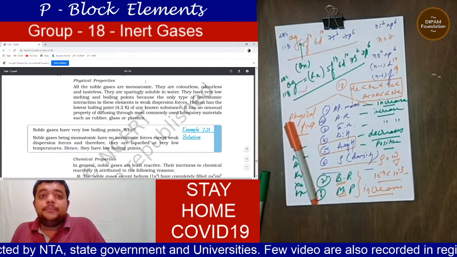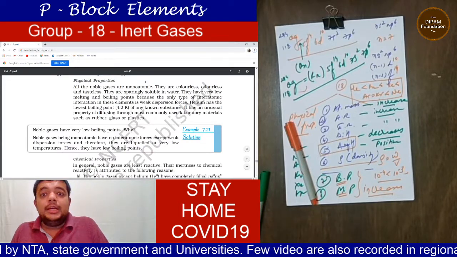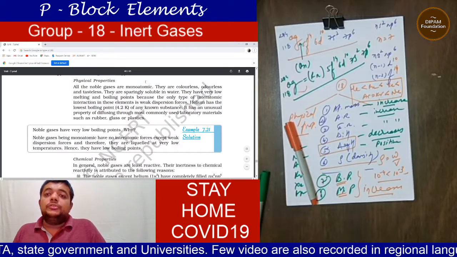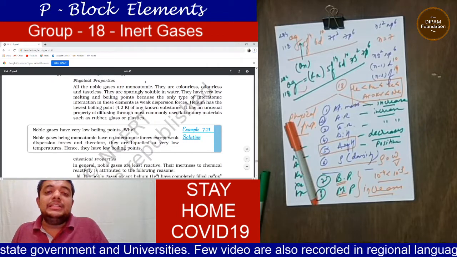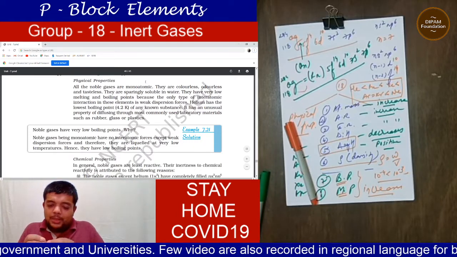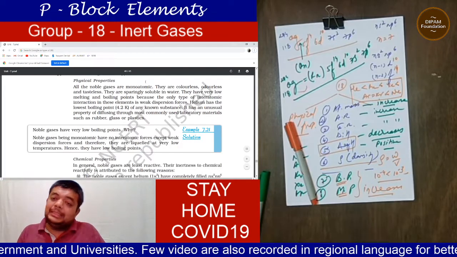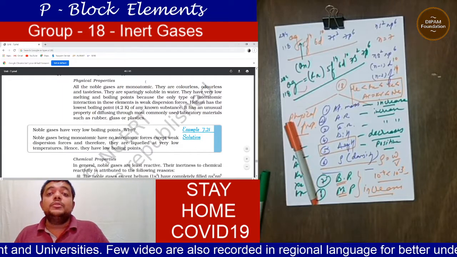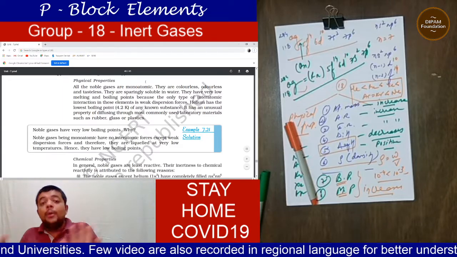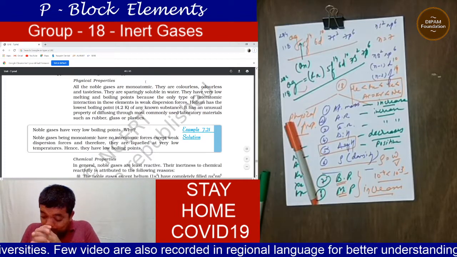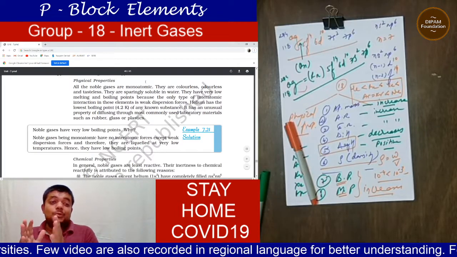They are colorless, odorless, and tasteless. They are sparingly soluble in water. They have a very low melting and boiling point because the only type of interatomic attraction in these elements is a weak dispersion force. And you know that weak dispersion forces are very weak, so you require very little energy to break them, and you can easily break them. It has an unusual property of diffusing through most of the commonly used materials like rubber, glass, or plastic. So it is very difficult to hold them or to collect them or to store them.